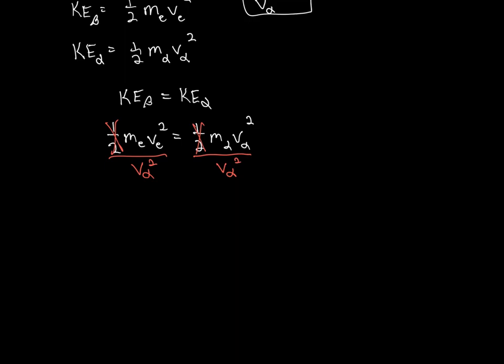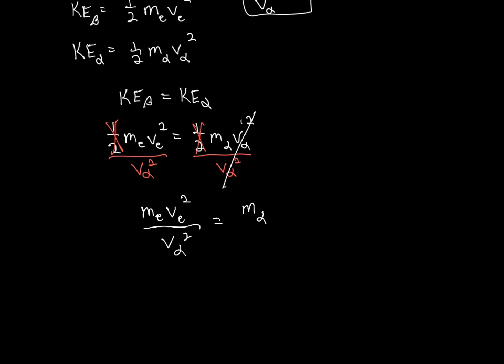If I do that, I get mass of electron times V electron squared over V alpha squared equals mass of the alpha particle. That's all we have left over on the right-hand side. Again, is this what I want to solve for? I want V electron over V alpha. I want that all alone.